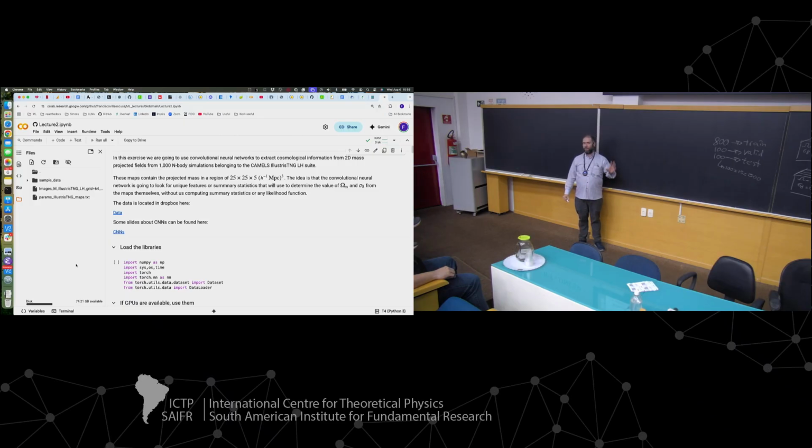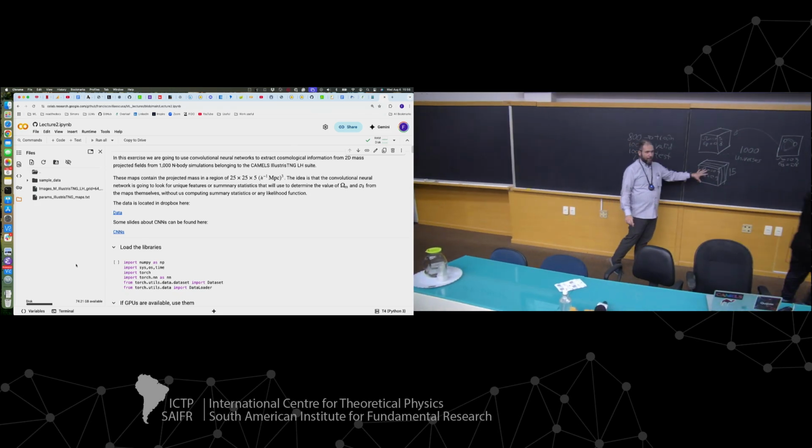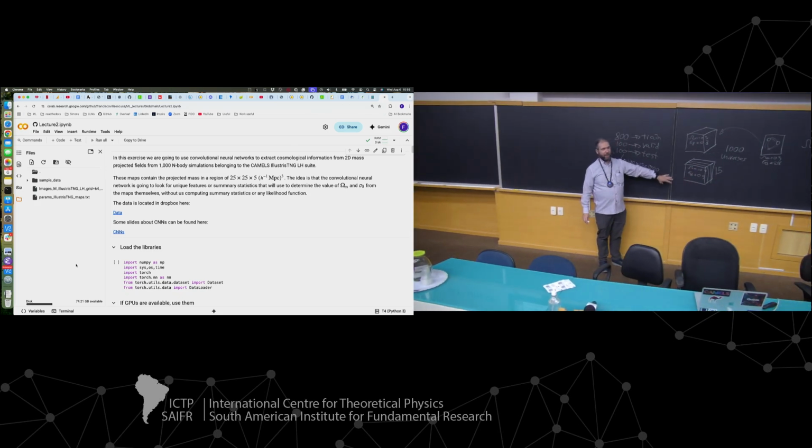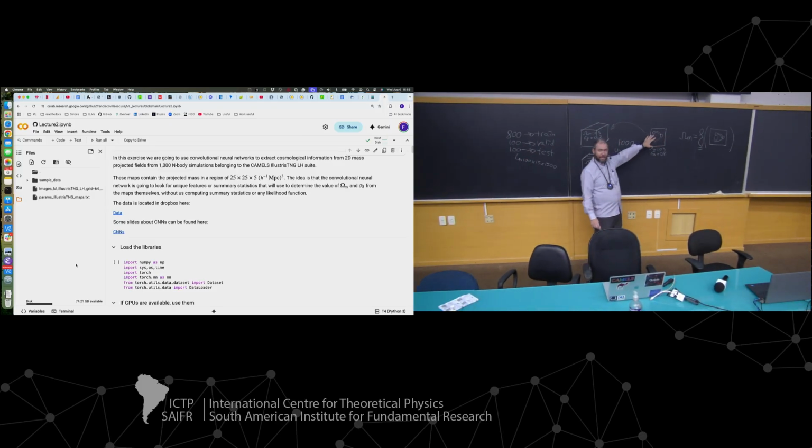We are basically trying to do a simplified version of what people call likelihood-free inference, or simulation-based inference. If someone gives you the image, we don't need to compute summary statistics. We can just try to extract all the information from the image.